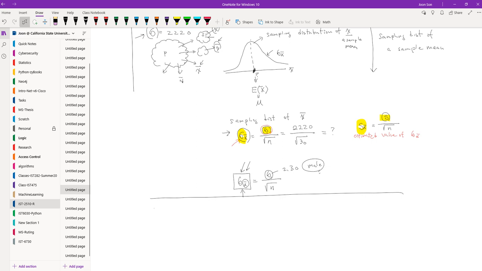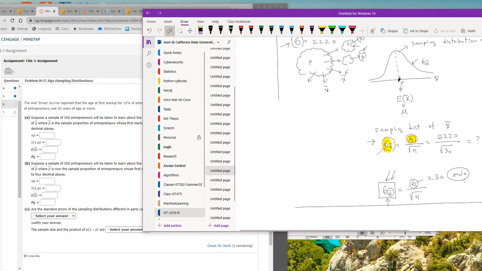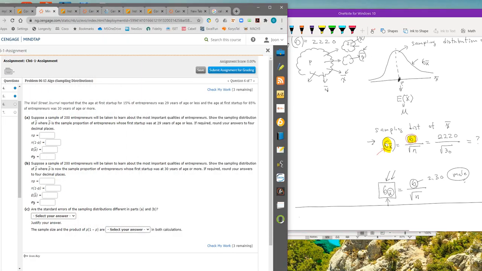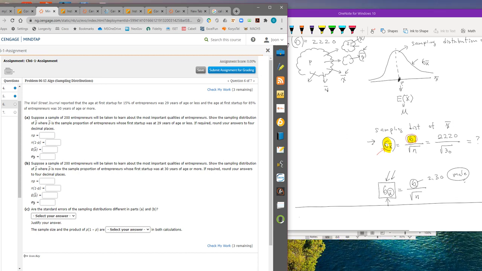Okay. So now let's look at the next problem. The next problem said the Wall Street Journal reported that the age at the first startup for 15% of entrepreneurs was 29 years of age or less, and the age at the first startup for the 85% of entrepreneurs was 30 years of age or more, right? So now, let's look at question A.